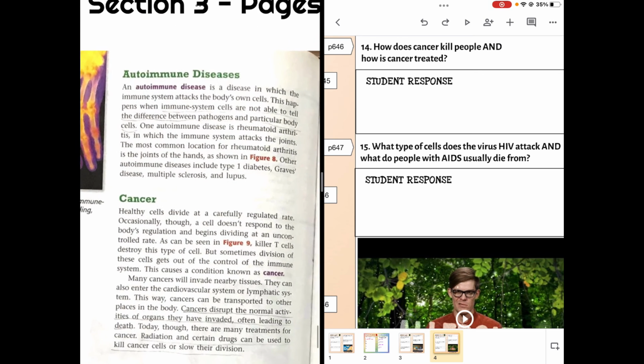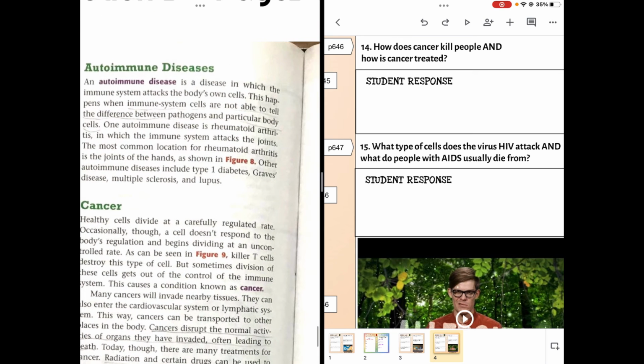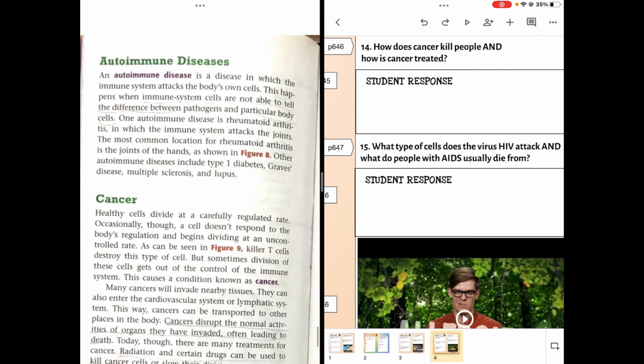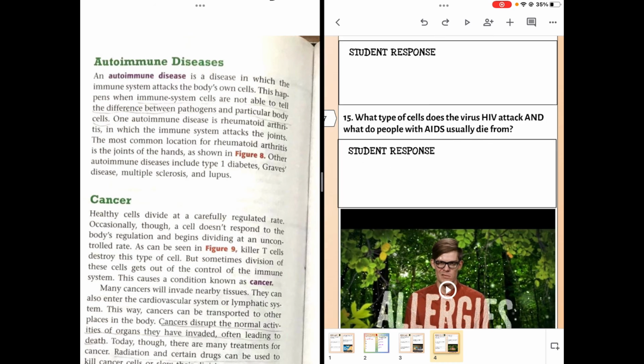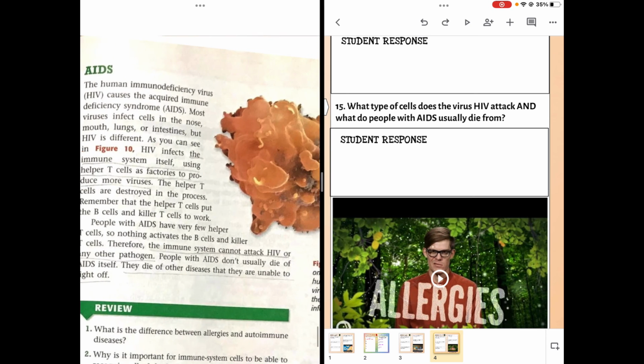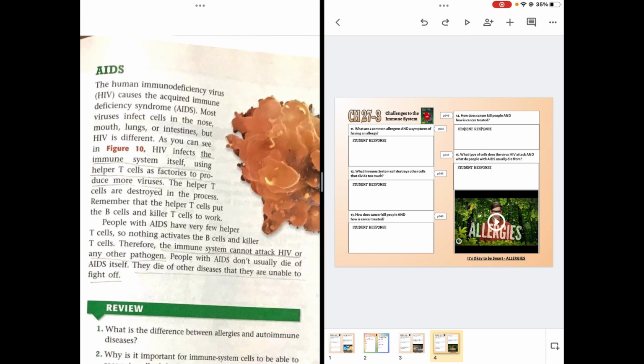HIV and AIDS and autoimmune disease. So we're going to redo question 13, keep question 14. Question 13 is going to be about rheumatoid arthritis and autoimmune diseases. What types of cells does the virus HIV attack, and what do people with AIDS usually die from? That's over here. So those are our 15 questions and notes with one question, question number 13, that I will edit for you. All right, hopefully you'll be ready to do the work.